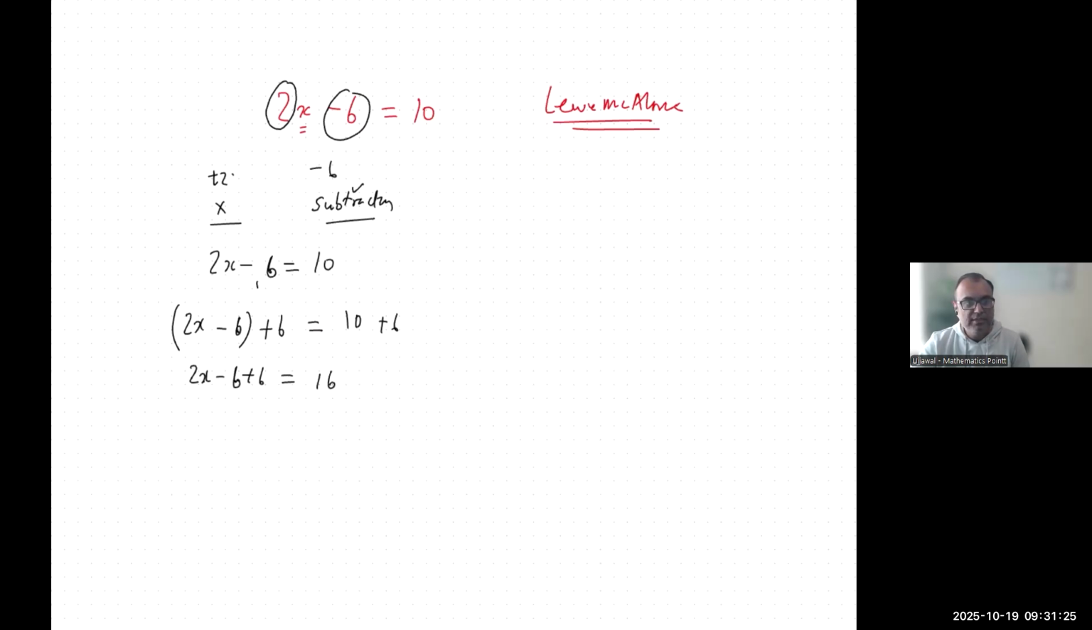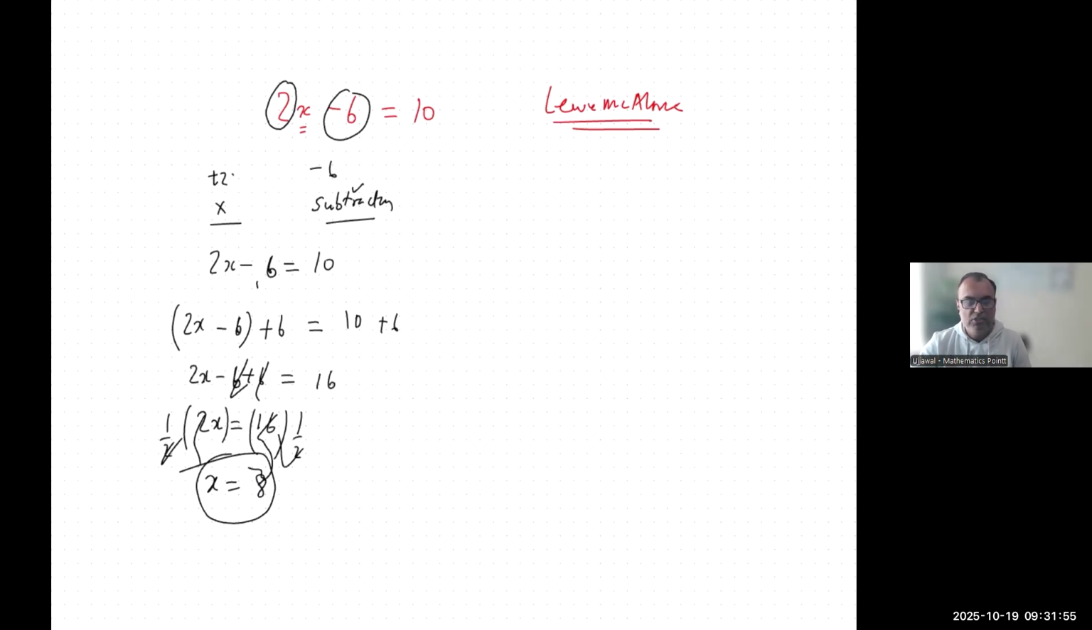So eventually 6 and 6 is gone. So your remaining is 2x equals to 16. Now in order to get rid of this 2, which is multiplying x, I need to divide it by 2 on both the sides. So 2 is cancelled. X is 16 over 2, which is 8. So x is 8.